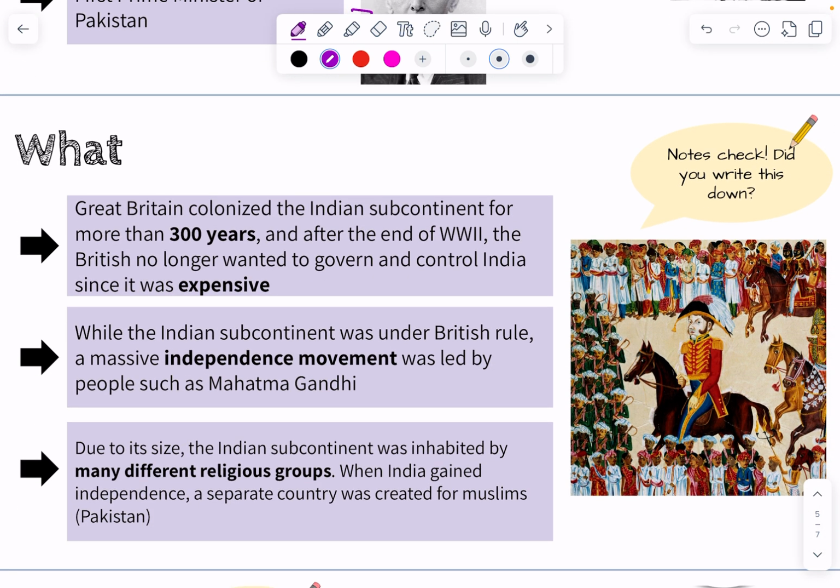Okay, so let's explore what happened. The first thing, Great Britain colonized the Indian subcontinent for more than 300 years. And at the end of World War II, which ended in 1945, the British no longer wanted to govern and control India since it was expensive. Essentially, Britain was bankrupt due to the war.